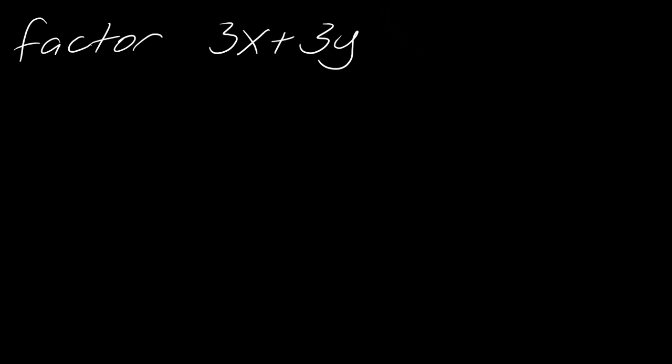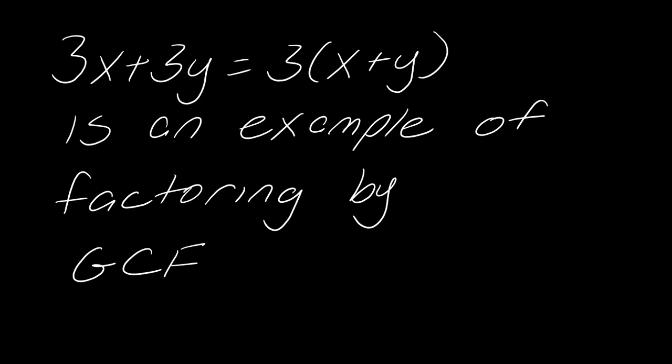So what I would do is take out what they have in common. So I'm going to take out the 3. And I effectively divide both of these terms by 3. So if I divide the 3 out of this, then I'm just left with x. And if I divide the 3 out of the second term, I'm just left with y. So there you go. That's using the GCF. So you look for the largest thing that divides into both terms, write that in front, and then divide it out and write out the result. Okay, so this is an example of factoring by the GCF, or greatest common factor.